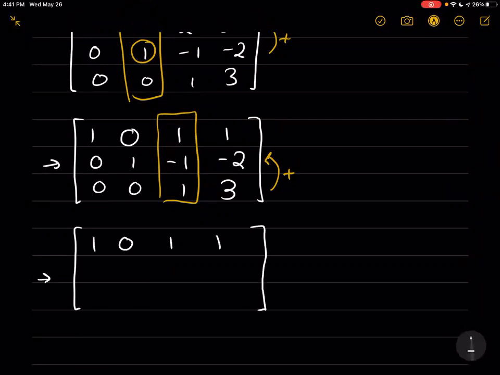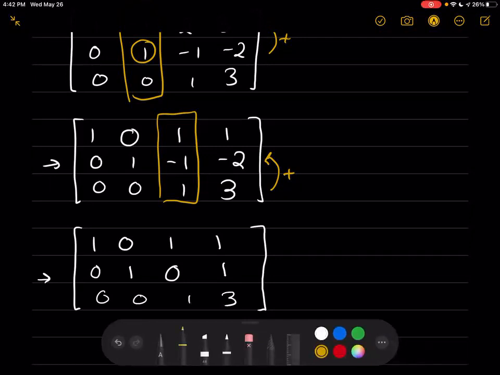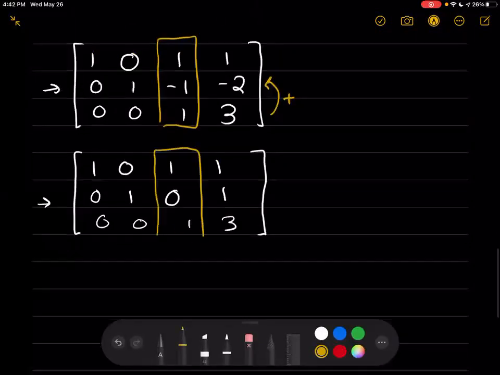And then the second row, 0 plus 0 is still 0, 0 plus 1 is still 1, 1 plus -1, that's going to be 0, and then 3 plus -2 is going to be 1. And the bottom row stays the same. Cool. So now, looking at this column again, we got that 0 in the middle place.